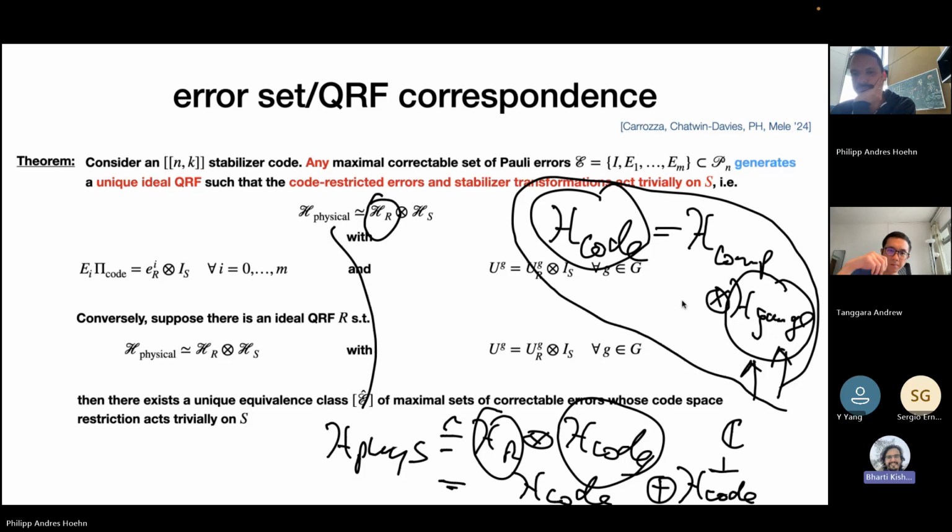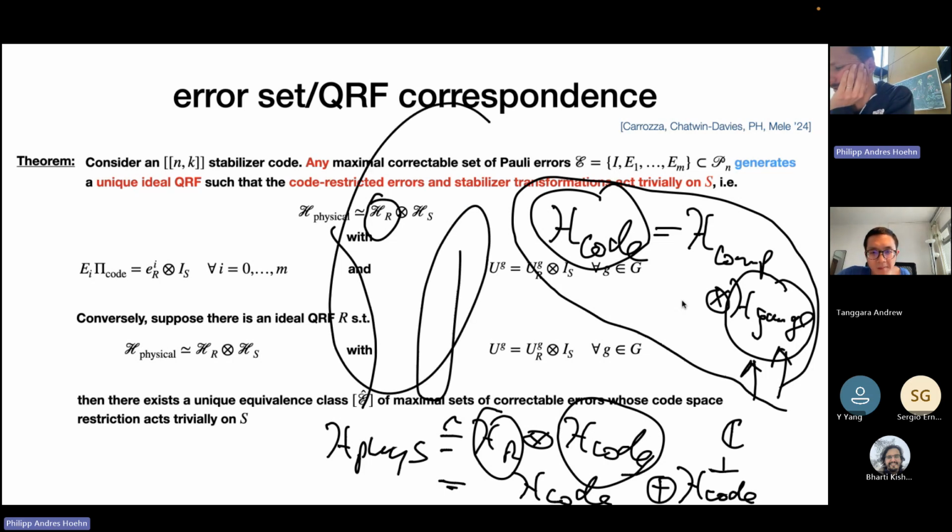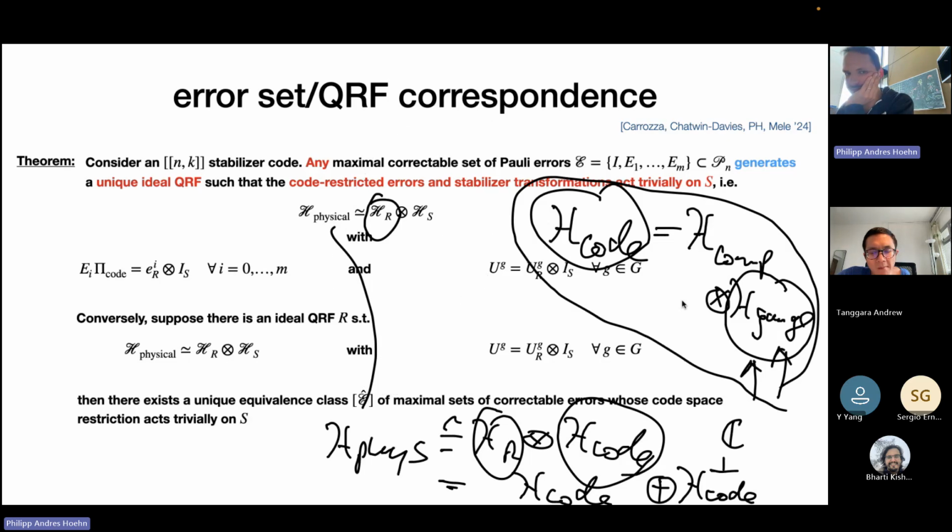I see. So basically the code itself factorizes into a subsystem part, like the gauge part. Yeah, that's right. In unpublished work we have cases of that, but that's not a standard stabilizer code. So that is correct. This result here, this error set correspondence, has a priori nothing to do with the subsystem code structure. That's different.